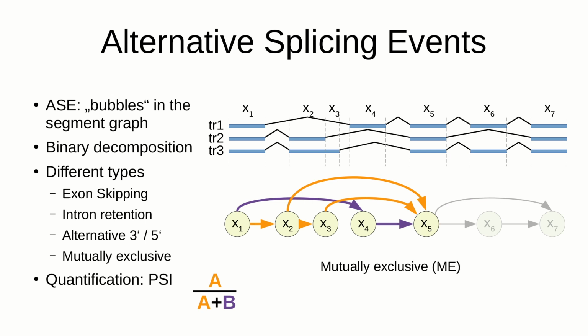The last bubble in this graph is a little bit more complex, representing the mutually exclusive exons 2 and 3, where transcript 2 and transcript 3 correspond to the orange paths and transcript 1 to the purple paths.